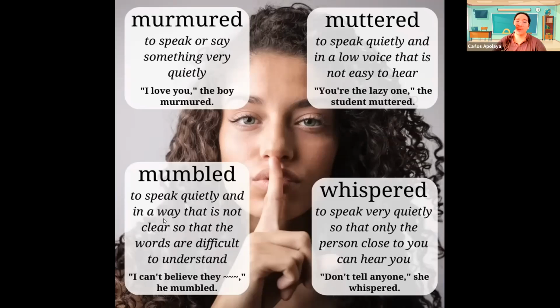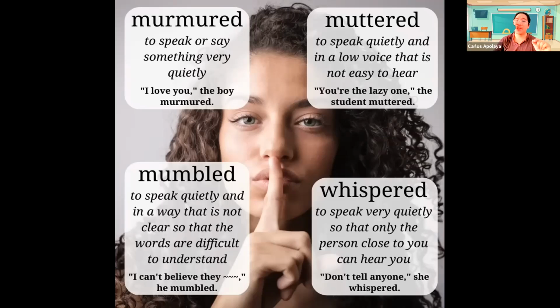And then we have the word mumbled. Mumble is like when you say, "What? I can't understand." Sometimes kids mumble. My child sometimes mumbles when he wants to say something but he can't because he's a baby. Mumble, to speak quietly in a way that is not clear, so that the words are difficult to understand. It's almost the same as murmured, right?